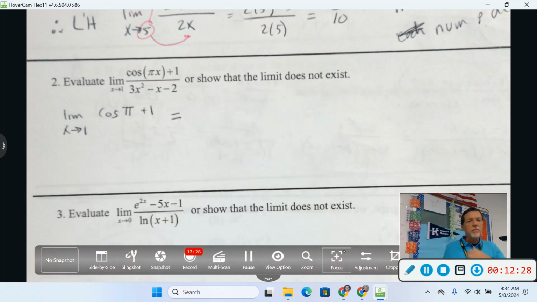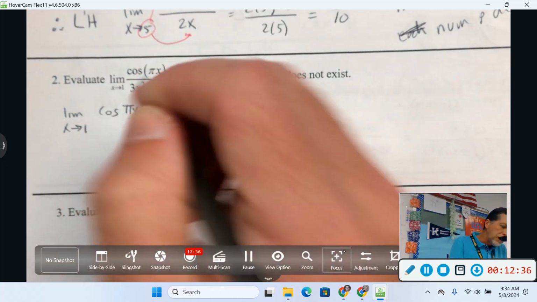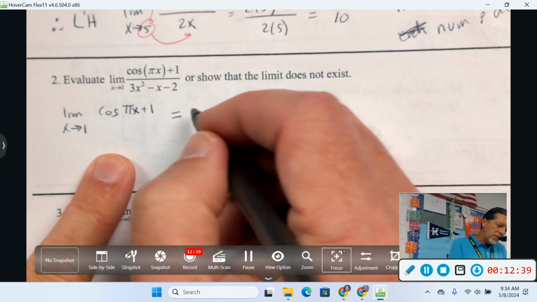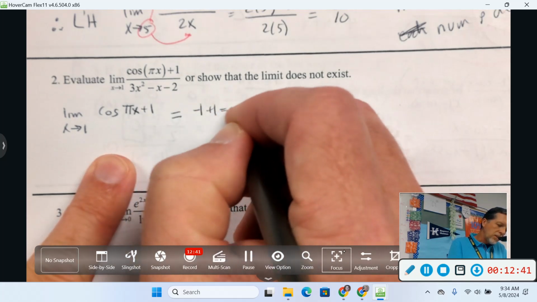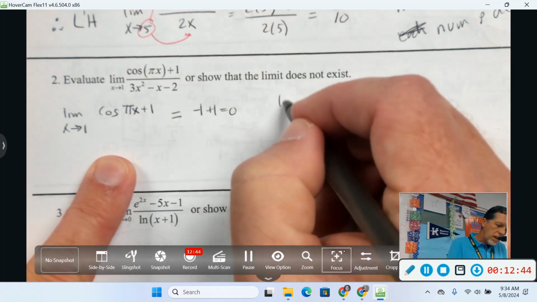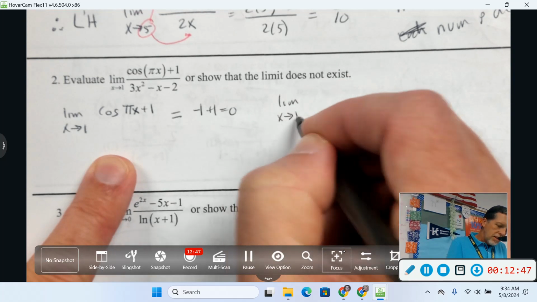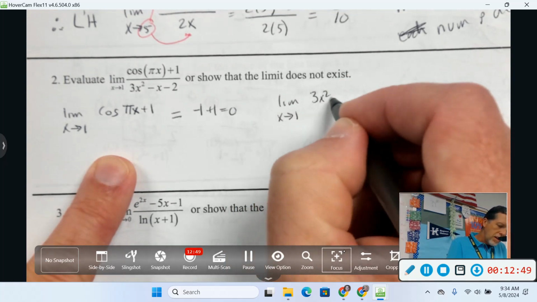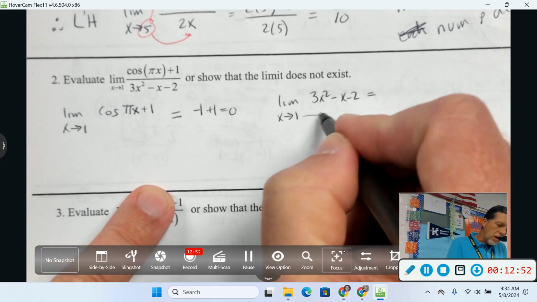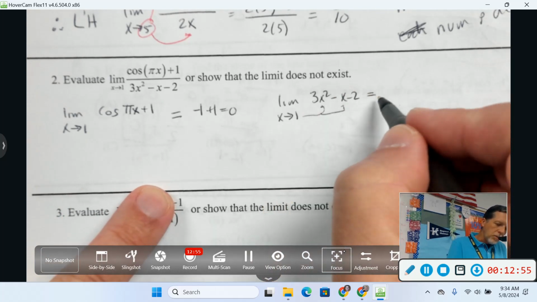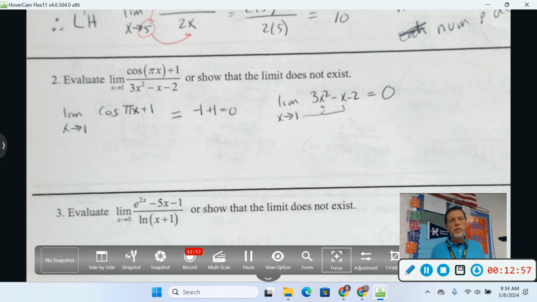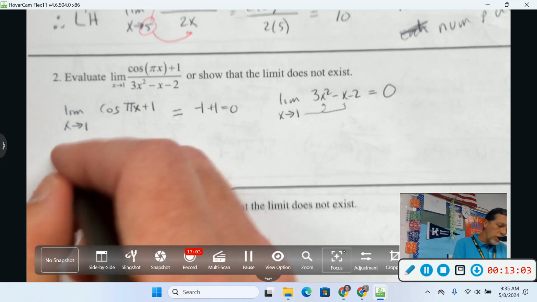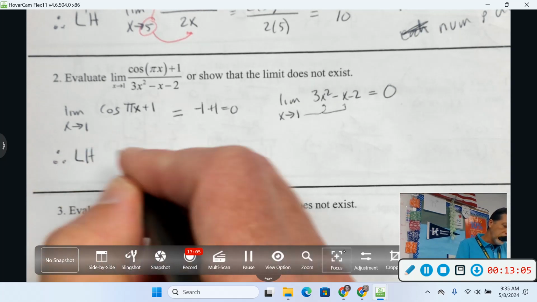So there's the top limit. If I plug in 1 to cosine of pi x, cosine of pi is -1 plus 1 is 0. And the bottom, if I plug in 1, I get 3 minus 1 minus 2, so that's 0. So if the top is 0 and the bottom is 0, then we're eligible to use L'Hopital. Therefore, L'Hopital.